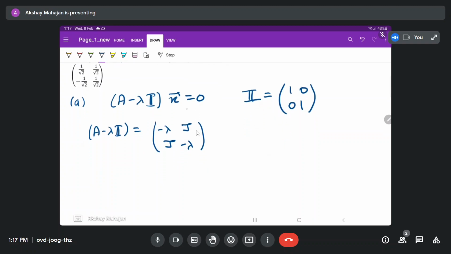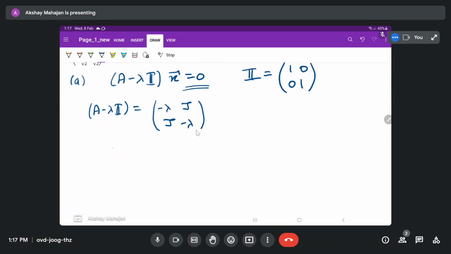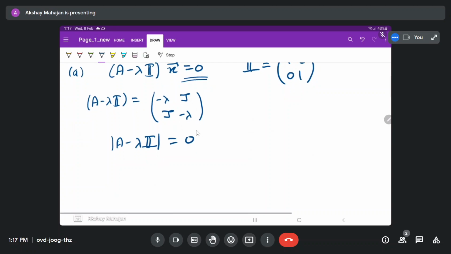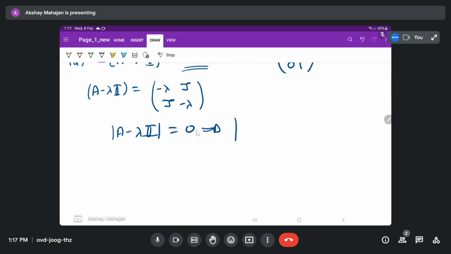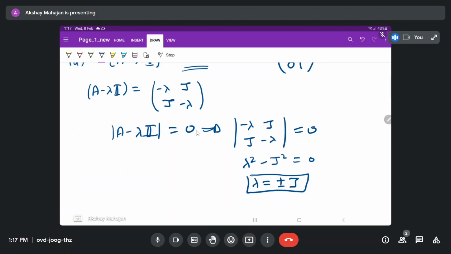And now to solve this equation, we need the determinant of this A minus lambda I matrix to be equal to 0 to get a non-trivial solution. If we do that, we have the determinant of minus lambda, J, J, minus lambda equals 0. This gives lambda squared minus J squared equals 0. So lambda will come as plus or minus J. So these are our eigenvalues.